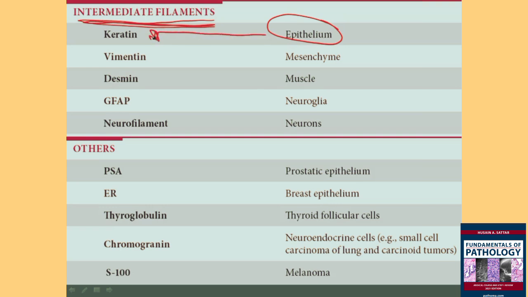So let's say that I have a tumor and I can't recognize whether the tumor cells are epithelial or something else, and I wanted to prove that they're epithelial. Well, I could do an immunohistochemical stain for keratin, and if the cells are keratin positive, that would indicate that I'm dealing with a carcinoma. Because remember, carcinoma is the name that we use for malignant epithelial tumors.